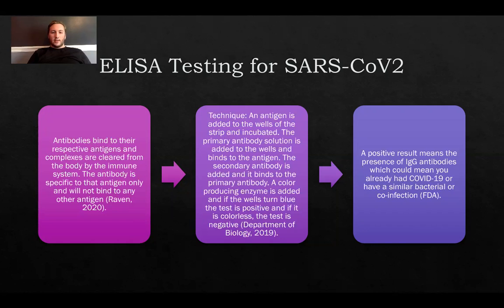The technique is: an antigen is added to the wells of the strip and incubated. The primary antibody solution is added to the wells and binds to the antigen. The secondary antibody is added and it binds to the primary antibody. A color-producing enzyme is added, and if the wells turn blue, the test is positive, and if it is colorless, the test is negative. A positive result just means that there's the presence of IgG antibodies, which could mean you already had coronavirus or have a similar bacterial or co-infection.